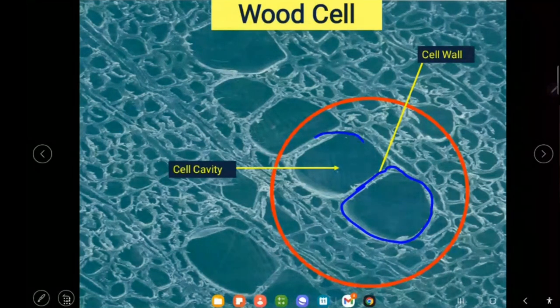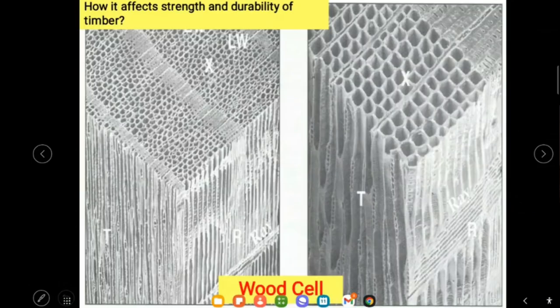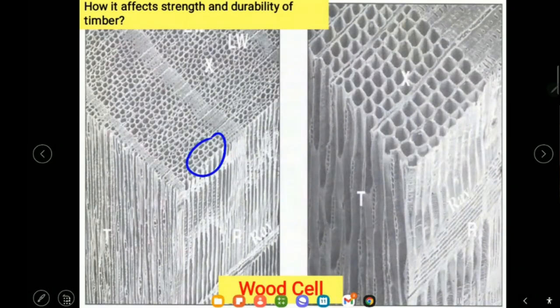And each of these cells is stored full with water. If you look here, you can see more clearly in this diagram. This is the early wood. Sorry, this is the late wood, and then this is the early wood. From here, you can see that this is the annual ring, which is formed.